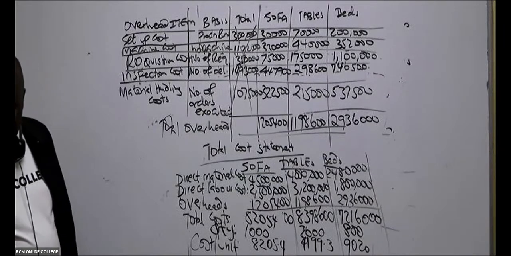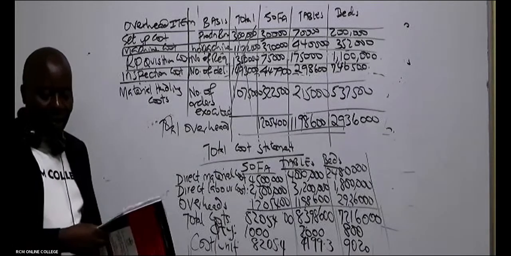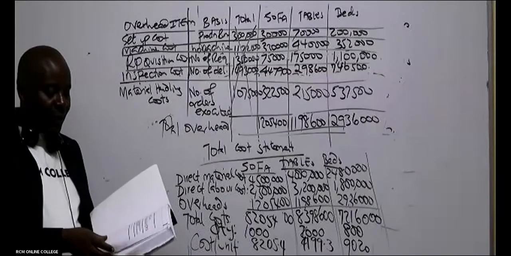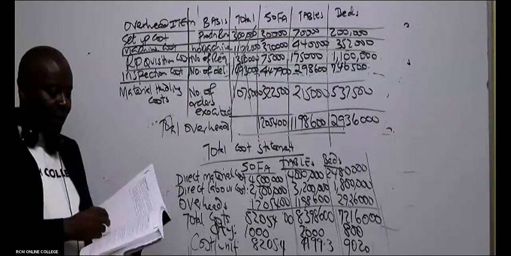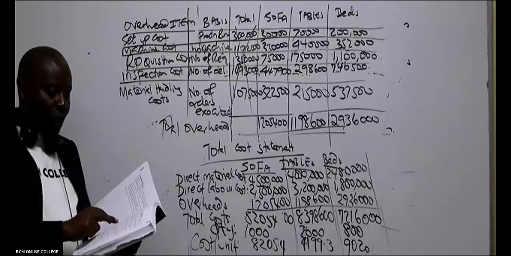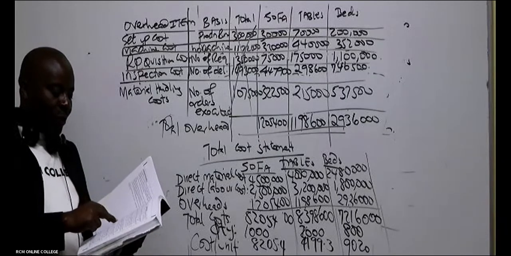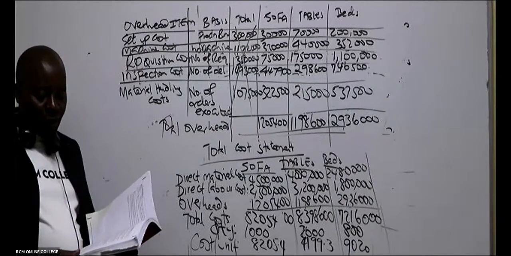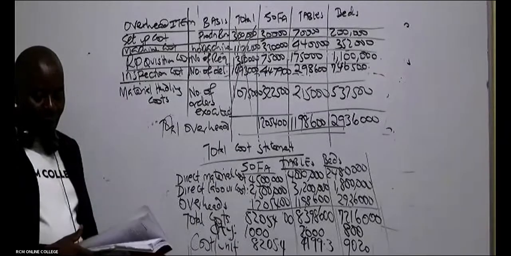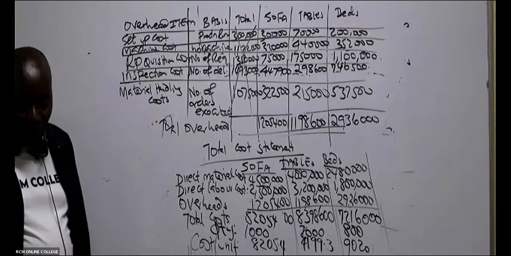I'm following the syllabus given by the institute. If you look at the syllabus, we finish activity-based costing. We go to product costing. Then we do marginal and absorption.